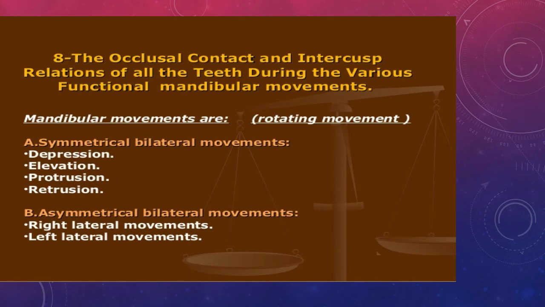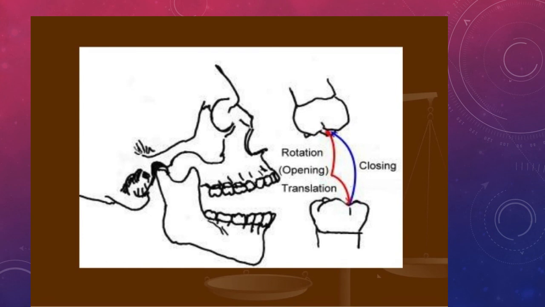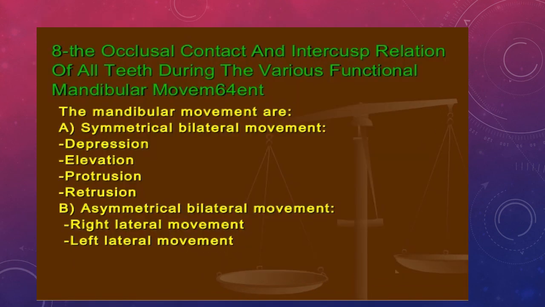The occlusal contact and intercuspal relations of all the teeth during the various functional mandibular movements. Symmetrical bilateral movements: depression, elevation, protrusion, retraction. Asymmetrical bilateral movements: right lateral movement, left lateral movement. You can look at these photos: rotation, opening and closing, and translation function. The mandibular movements are symmetrical bilateral movements and asymmetrical bilateral movements.